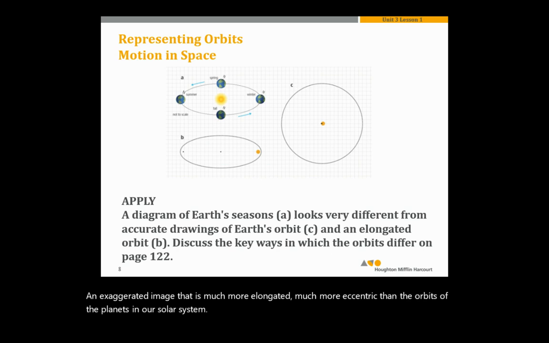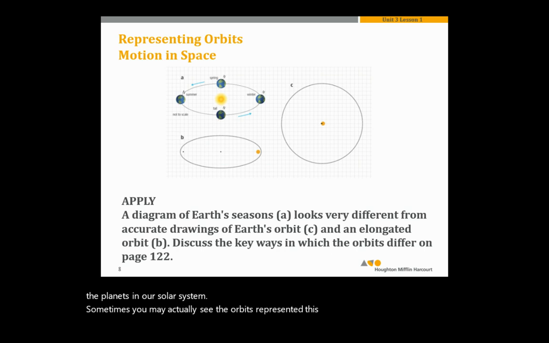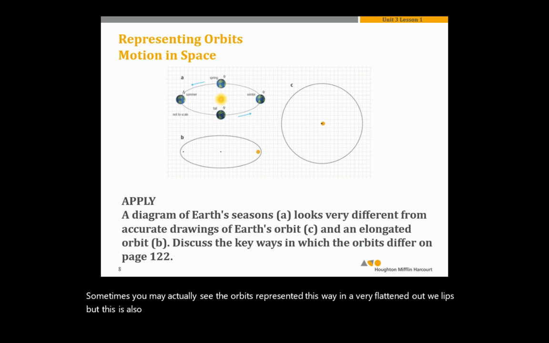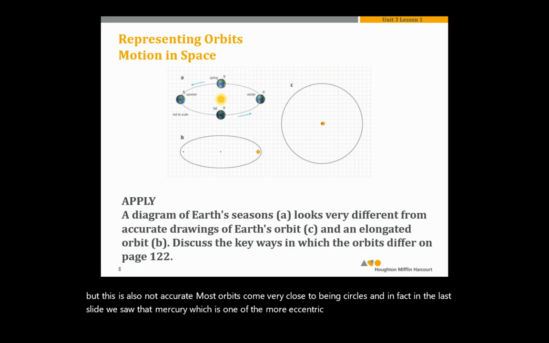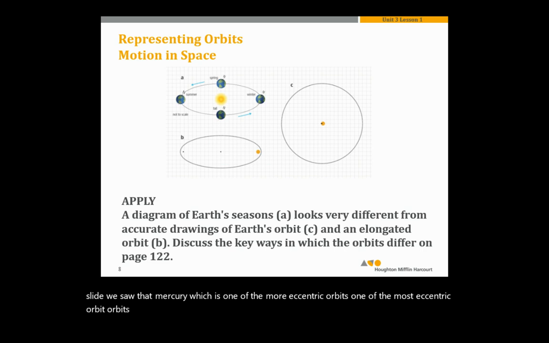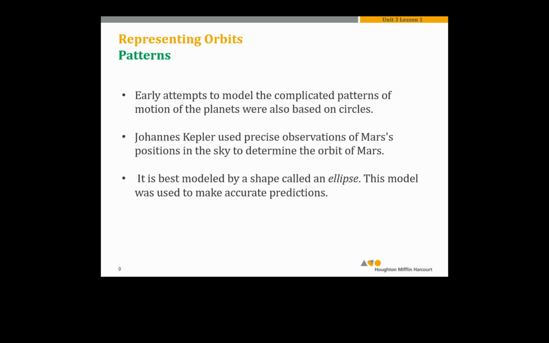Sometimes you may actually see the orbits represented this way, as a very flattened out ellipse, but this is also not accurate. Most orbits come very close to being circles. And in fact, in the last slide, we saw that Mercury, which is one of the most eccentric orbits, is really not that far off from circular.